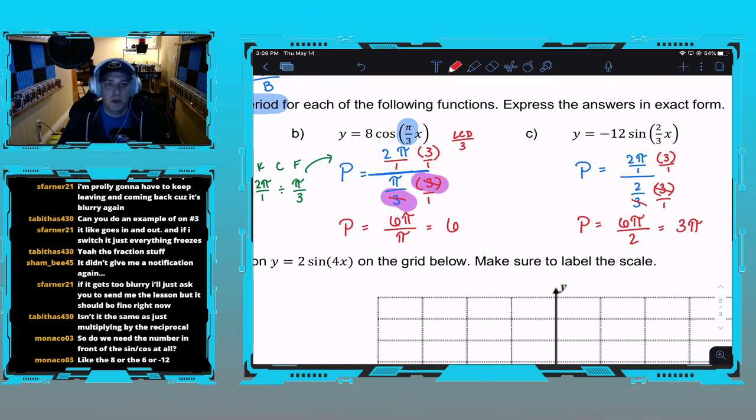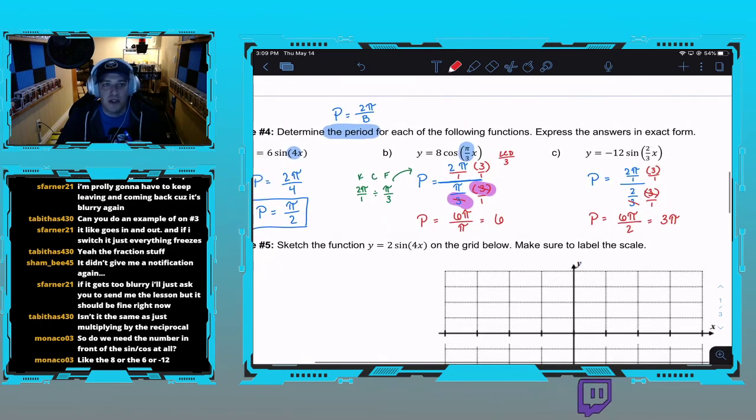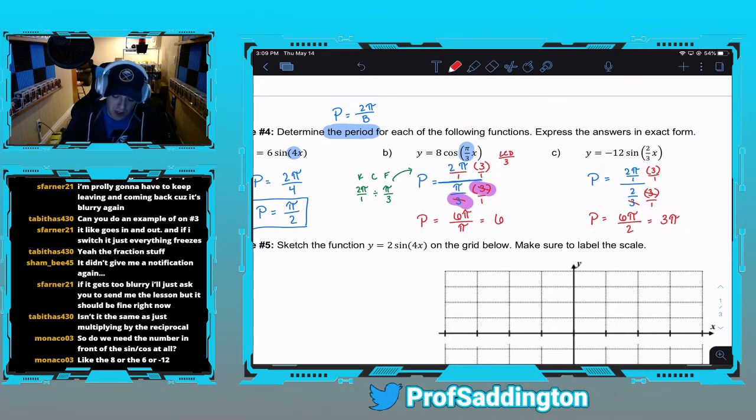So that's the difference between the two vocabulary, and we're actually going to do that in the next question. So we're going to mix both of them together. Okay, so question number 4 had nothing to do with the amplitude. We didn't have to worry about them. Okay.